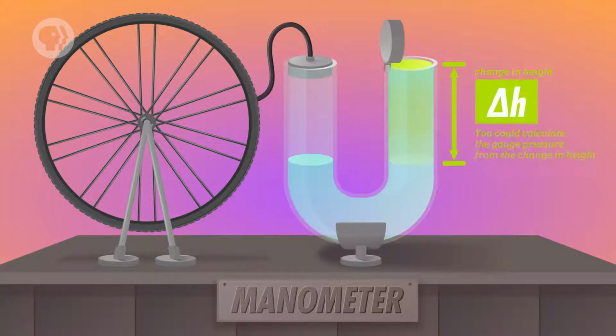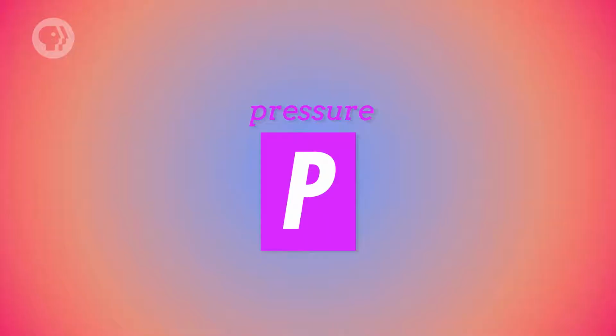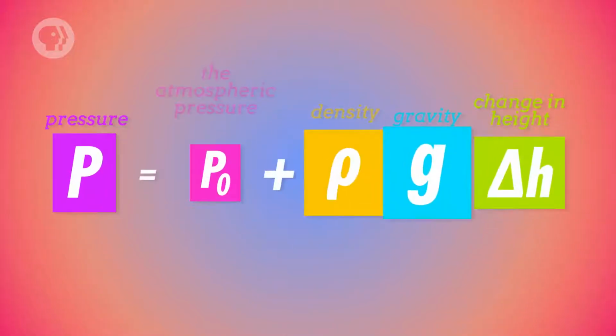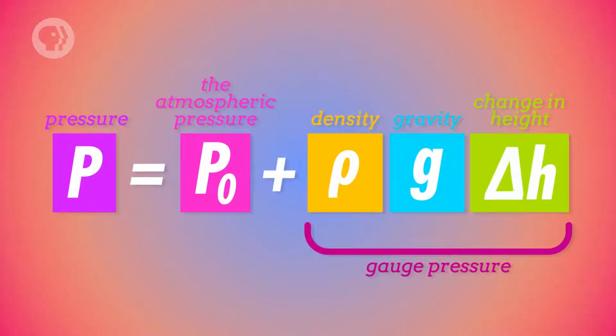If you measured the difference in fluid height directly, you'd get what's known as gauge pressure, the difference between atmospheric pressure and the pressure inside the tyre. But the actual pressure of the tyre, the absolute pressure, is the atmospheric pressure plus the gauge pressure. So the pressure inside the tyre will be equal to the atmospheric pressure plus the density of the fluid inside the manometer times small g times the difference in the heights of the fluid.